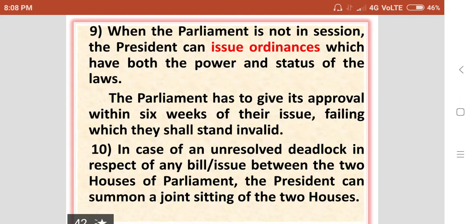Tenth legislative power of president is in case of an unresolved deadlock in respect of any bill or issue between the two houses of the parliament. It means that sometimes the bill may get approval in the Lok Sabha and may fail to get approval in the Rajya Sabha. So, in such a situation, the difference arises between Rajya Sabha and Lok Sabha. Then the president can call a joint sitting of the two houses to resolve the difference arisen between Lok Sabha and Rajya Sabha.